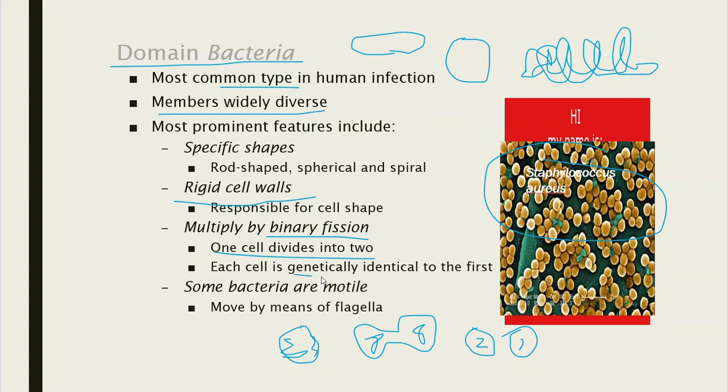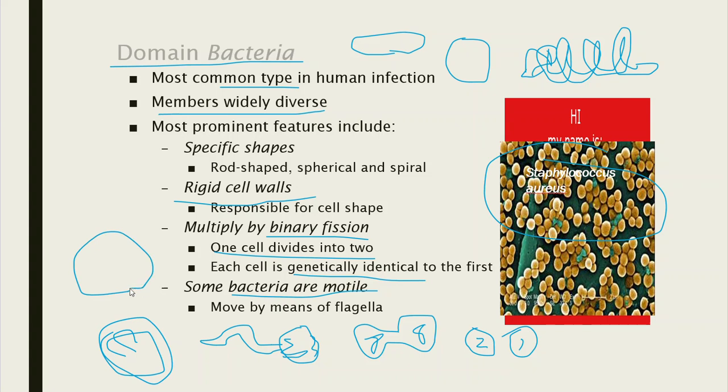And of course, these guys are genetically identical, unlike what we do with our germ cells, such as sperm and ova. Some of these bacteria have got little tails on them called flagella that they use to move. They actually rotate like a boat propeller, like this in a circle, and that propels the bacteria.